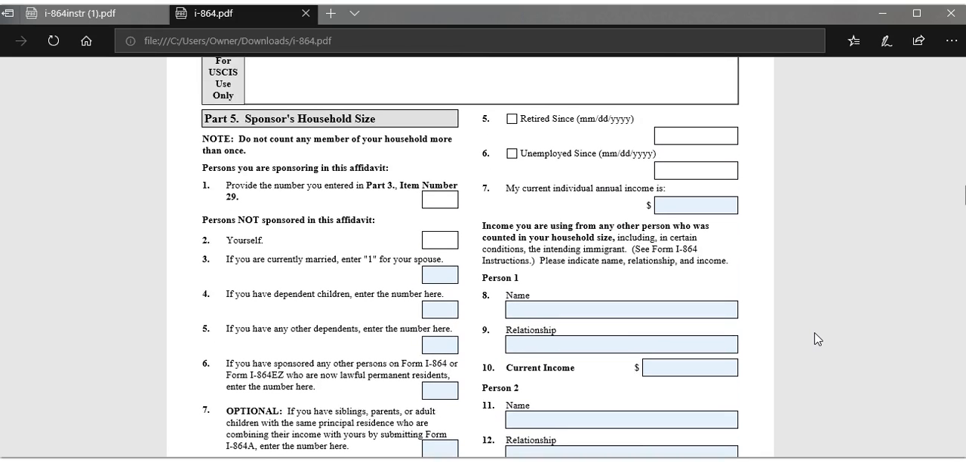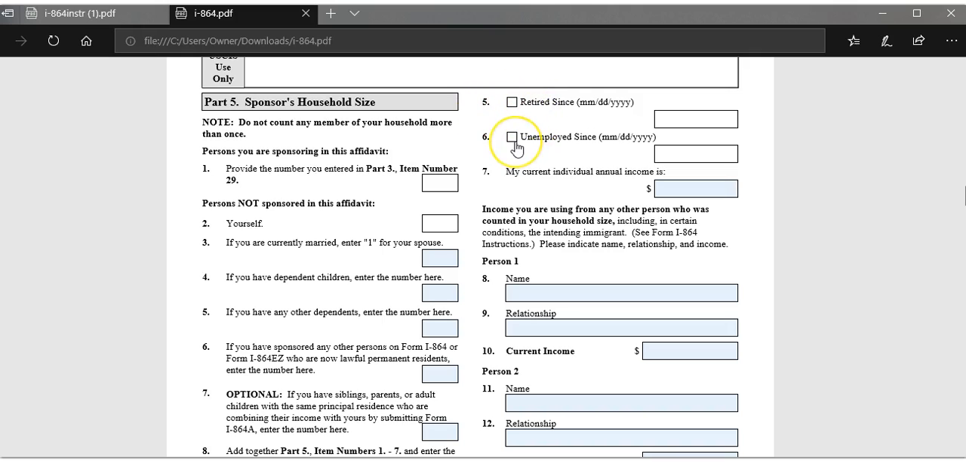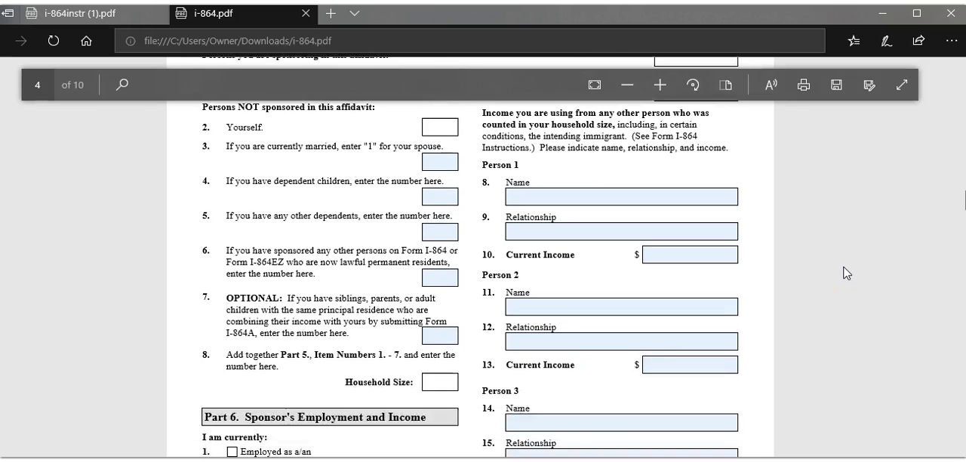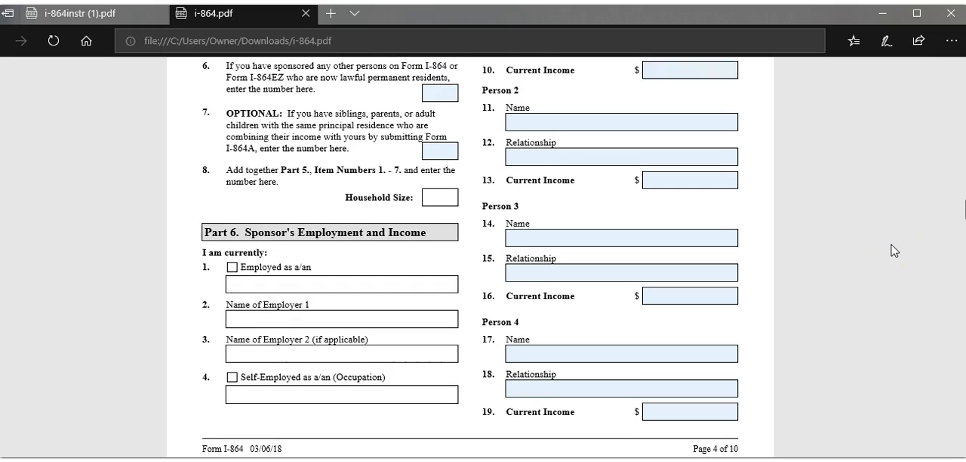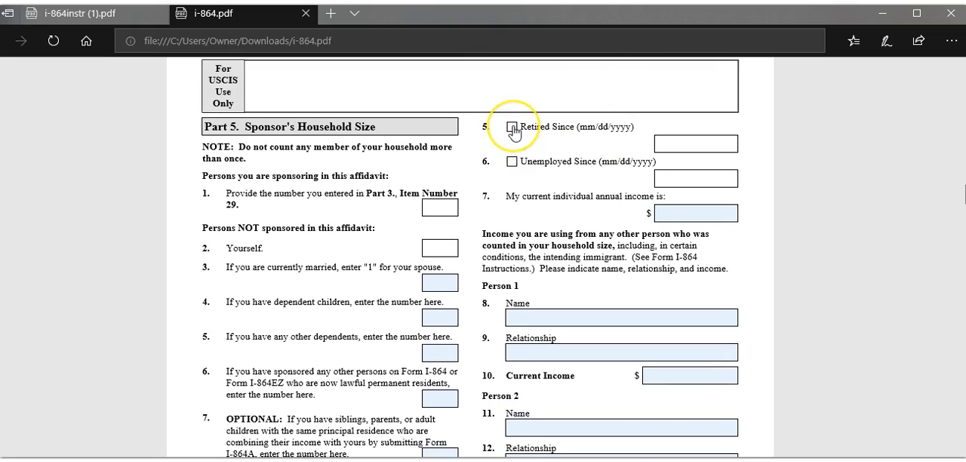Let's go up here. And then they give us different choices, as you see. You have to pick the one that applies to you. If you are employed, you have to put the employer's name, the first employer, the second one if applicable. If you are self-employed, like you have your own company, right here. And if you are already retired, you have to write down here the date, month, day, and year when you retired. Or if you are an employee, the same, you have to write down month, day, and year. Number 7. And here you have to write down your current individual annual income in this section.